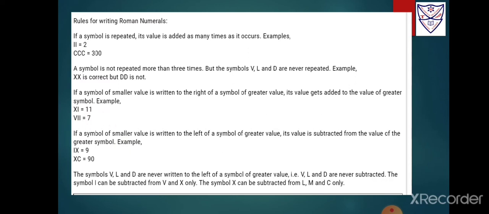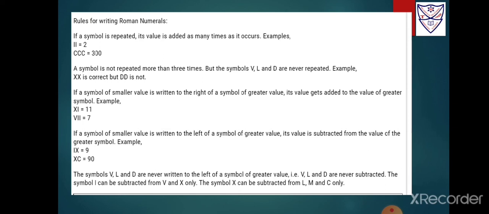If a symbol of smaller value is written to the left of a symbol of greater value, then its value is subtracted from the value of the greater symbol. That is, I is smaller, I is 1, X is 10. So we subtract 10 minus 1, 9. Similarly, we can take a bigger value. X is 10, C is 100. So 100 minus 10, that is 90.